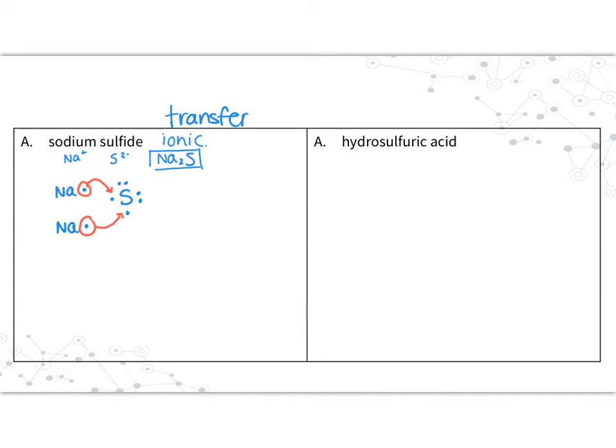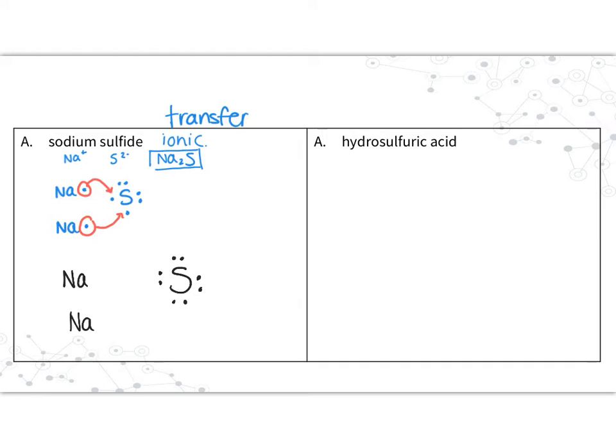We can draw sulfur with its new electrons. Sulfur now has 8 electrons. You don't need to draw the electrons that came from sodium any differently. Electrons all look the same. But we also have 2 sodiums as well. These sodiums don't have any electrons.